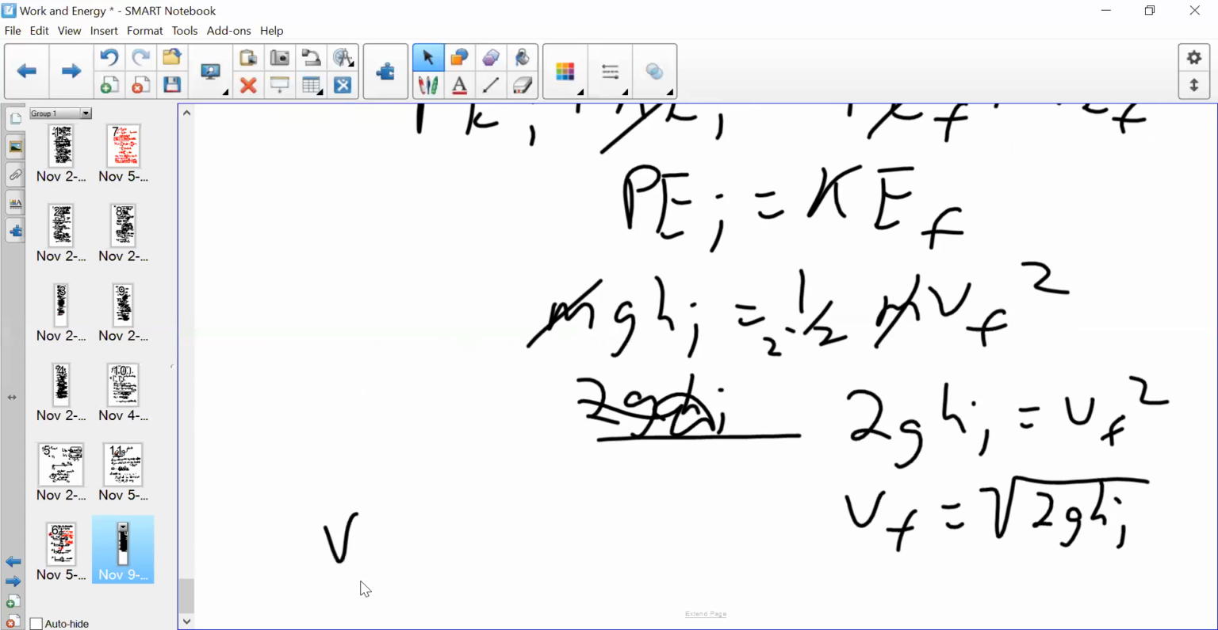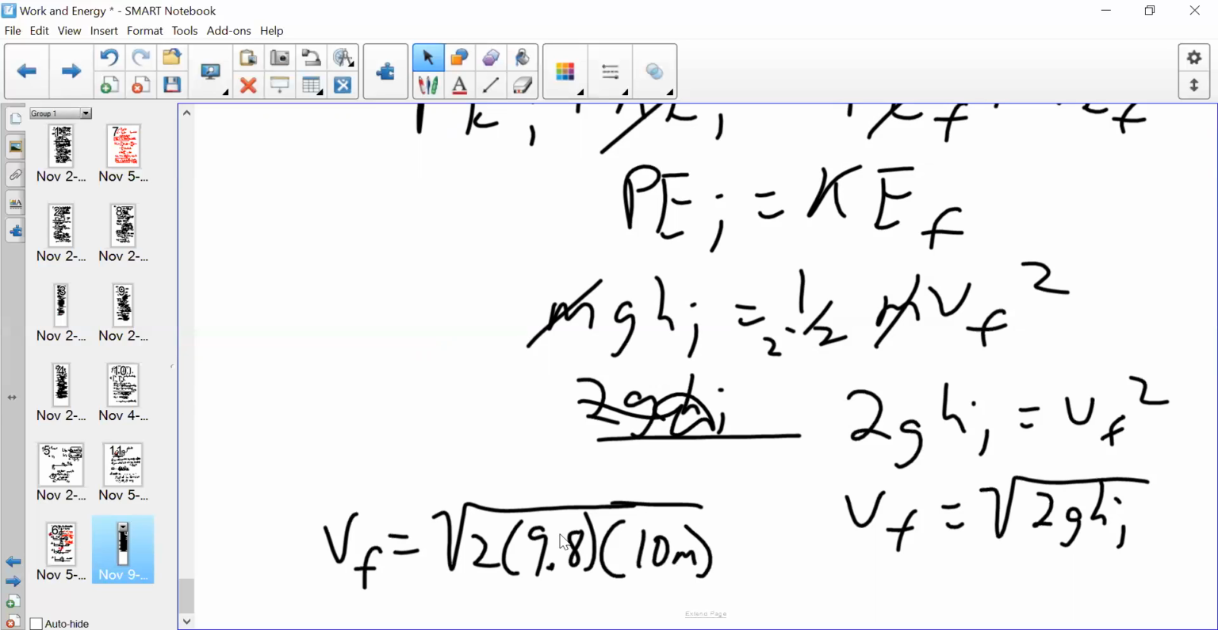So let's do this over here. Hey, mute that mic, somebody. Sorry. No problem. So 2 times 9.8 times the initial height of 10. Does this look familiar? This whole thing should look familiar. This is the vf equation when there is no initial velocity. Yeah, it looks like a kinematics equation.